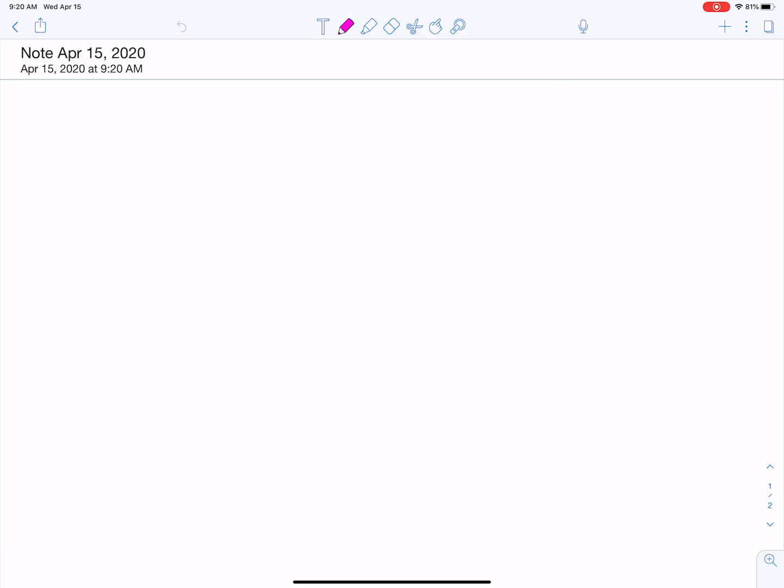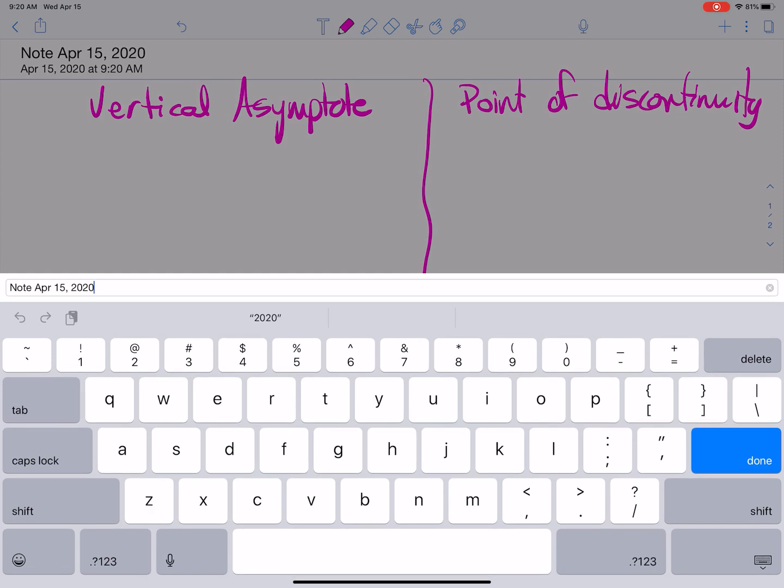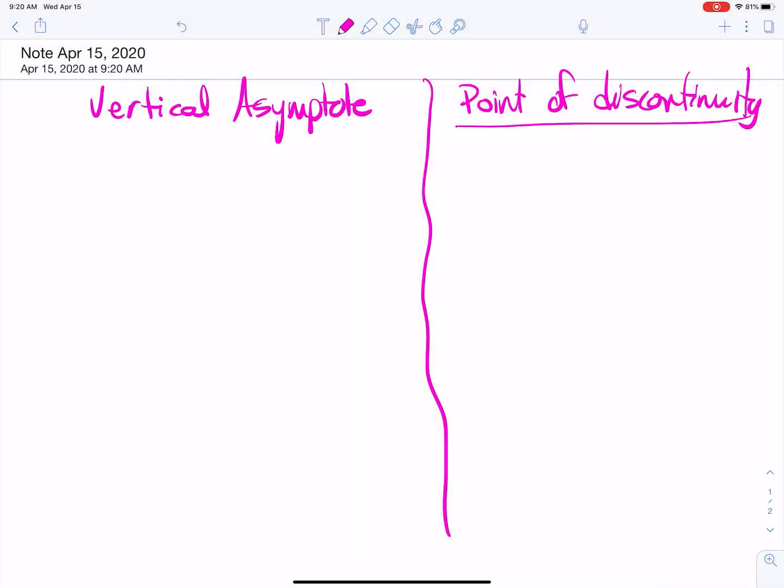All right, I just want to give you a little bit of overview, you don't have to write this down, of when a vertical asymptote happens and when it's a point of discontinuity. I'm just going to give you an overview and then we're going to talk about what these things mean.